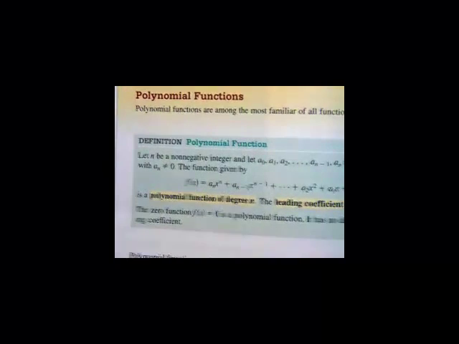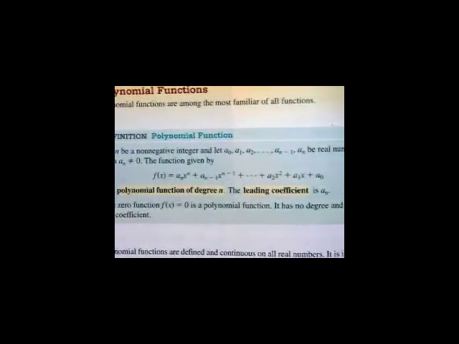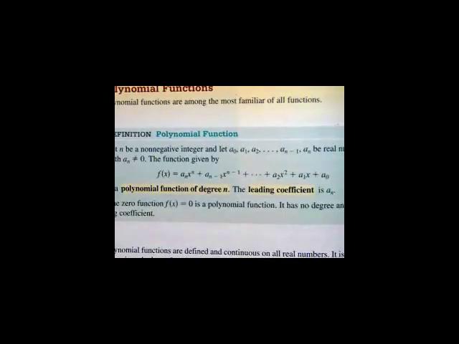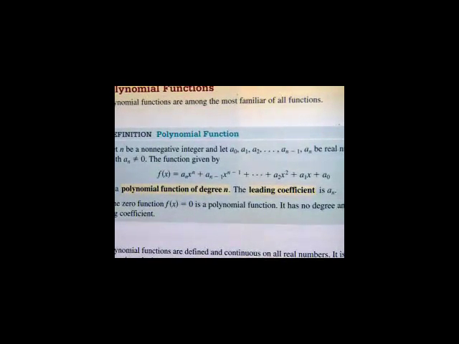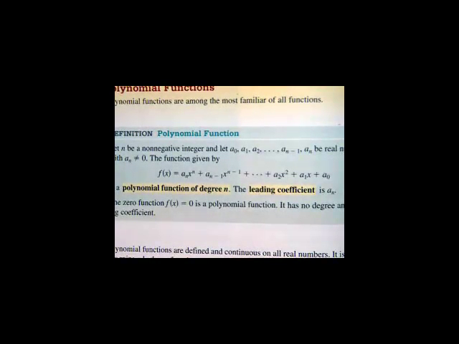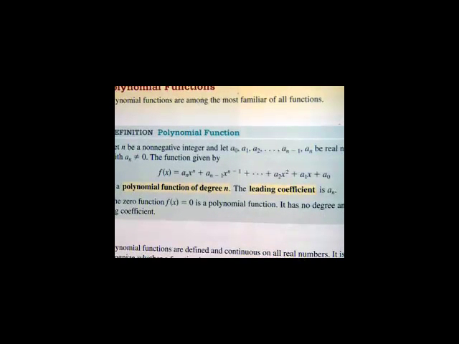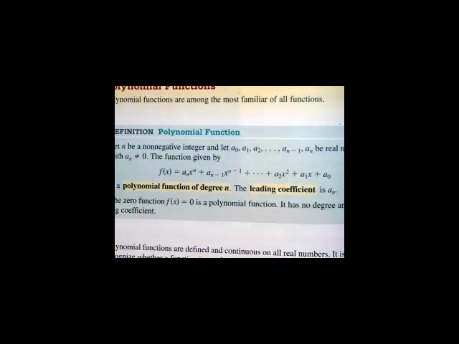I'm not going to have you write it in your notes, but I just want to show it to you so I can explain a little bit about what exactly they're talking about here. So they give you this definition. It says, let n be a non-negative integer and let all these a's, a0, a1, a2, etc., all the way up to an, be real numbers with an not equal to 0. The function given by all of that is a polynomial function of degree n with leading coefficient a sub n.